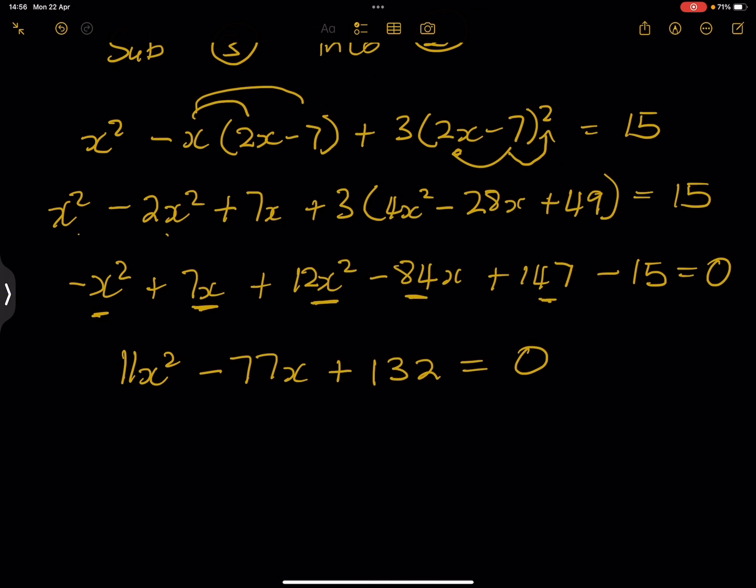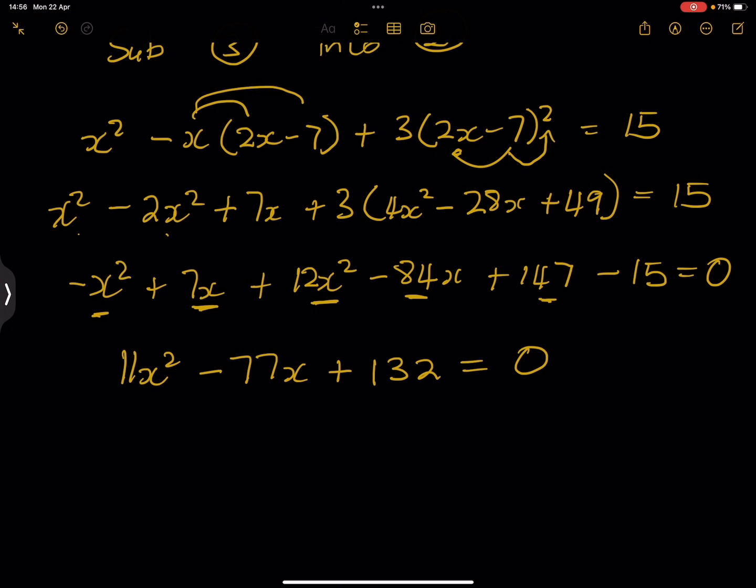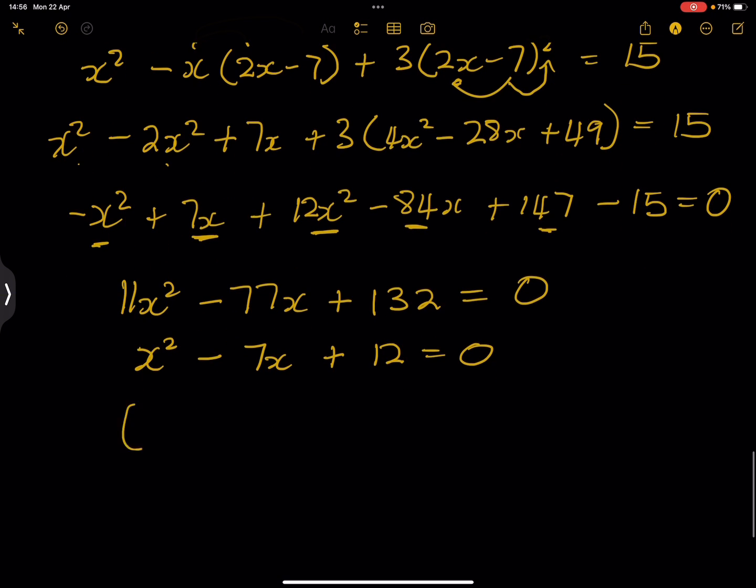Now let's see if we can divide every term by 11. If I took 132 divided by 11, that does give me a whole number there. So let's divide everything by 11. So this will be x squared. 11 divided by 11 gives us 1. Minus 7x. And this gave us 12. And this is equal to 0.